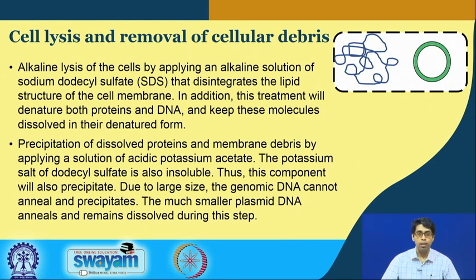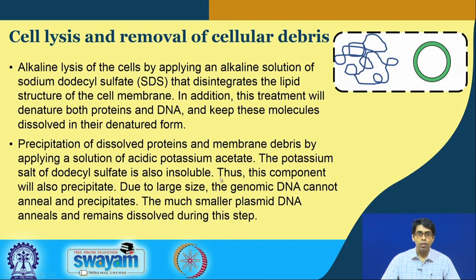We gently mix this. Now, the plasmid DNA, which is much smaller, can form the hydrogen bonds, so it can go back to its double stranded form and it remains soluble. But in case of genomic DNA, since it is so big, several million base pairs long, it is almost impossible to re-anneal, because it will not be able to find the necessary sequences to form the hydrogen bonds. So, the genomic DNA will not re-anneal and it will remain insoluble and precipitate out.